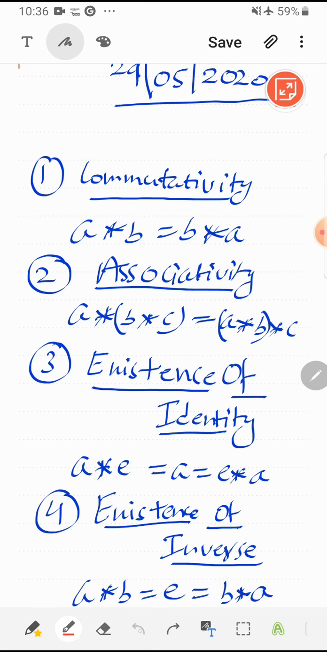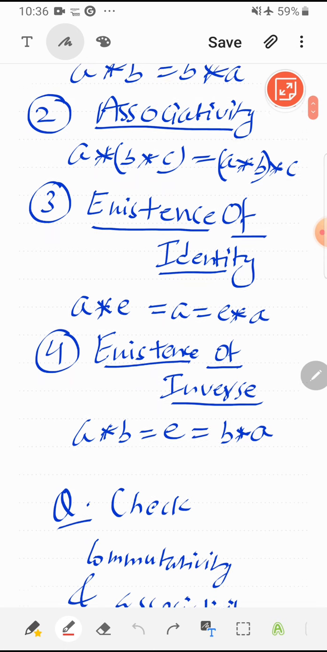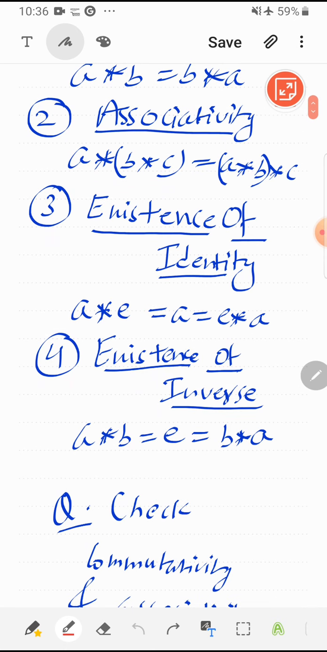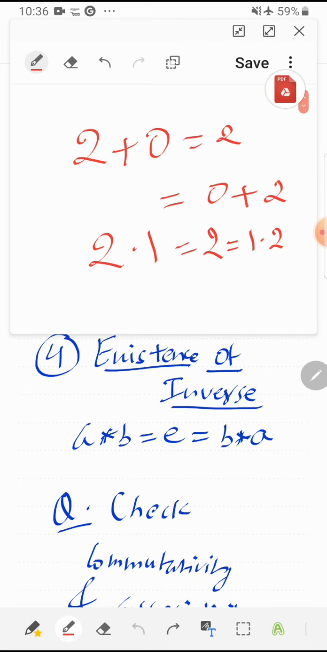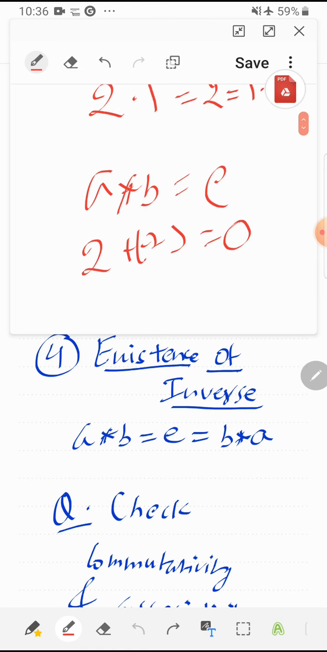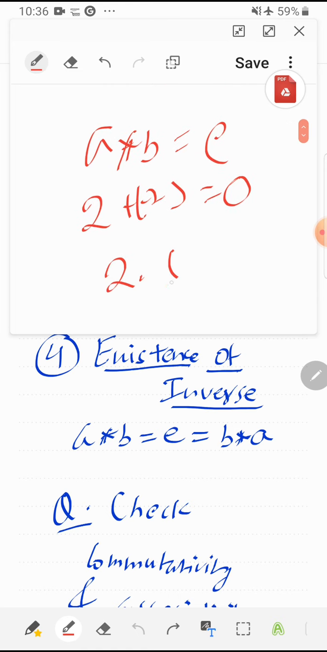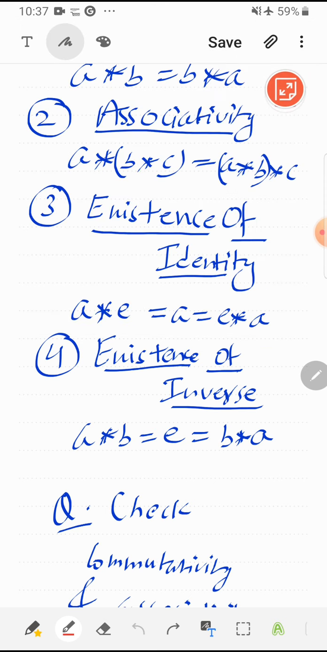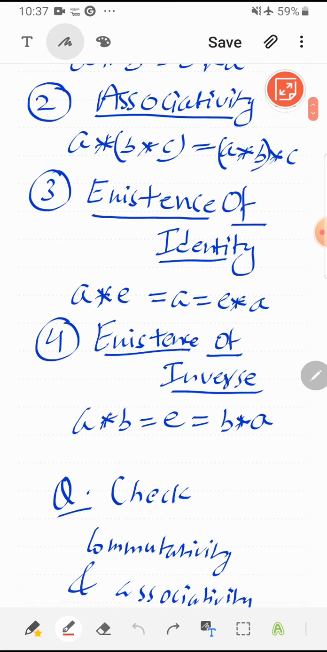Remember this. Next is existence of inverse. Now inverse means any number will be called an inverse if we operate with the given number and the result is identity. For example, if I add -2 to 2, the result is 0. So -2 is the additive inverse of 2. Similarly, if I multiply 1 by 2 with 2, the result is 1, which is the multiplicative identity. So 1 by 2 is the inverse of 2. So let us check the first two properties of some functions, and then in the next class we will discuss the next two.